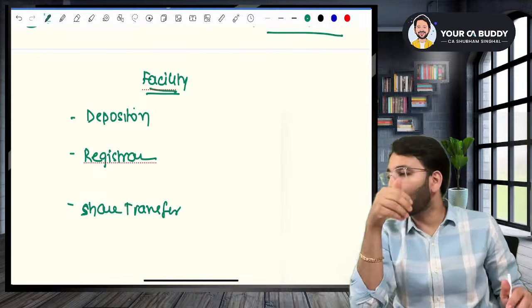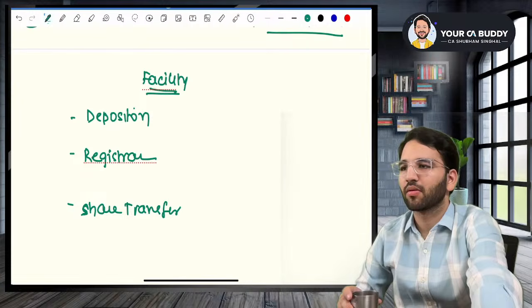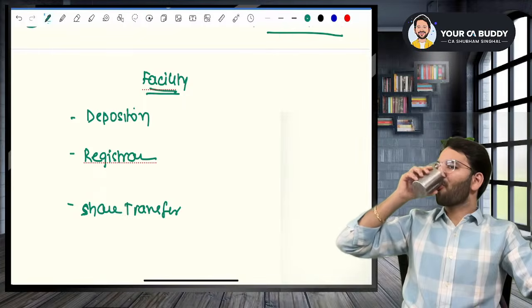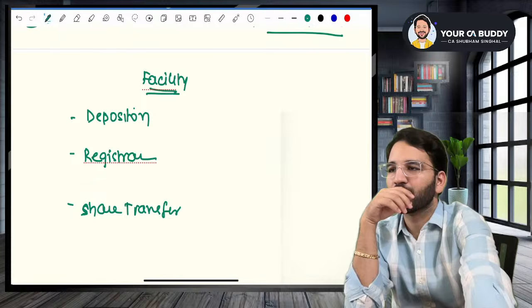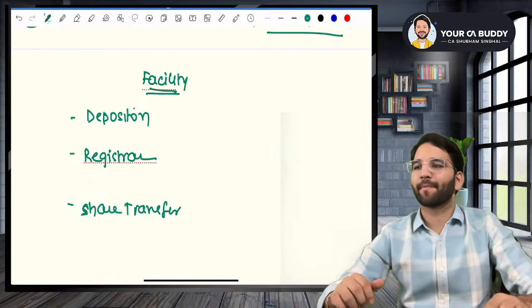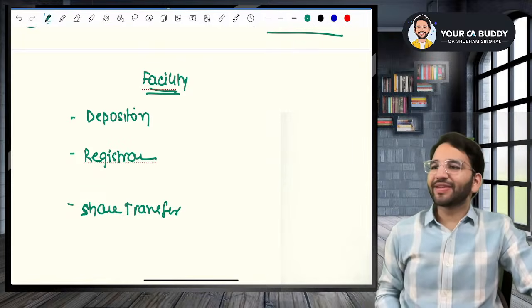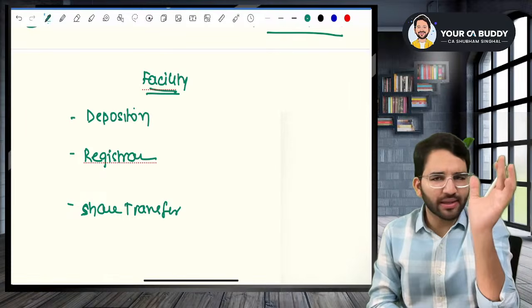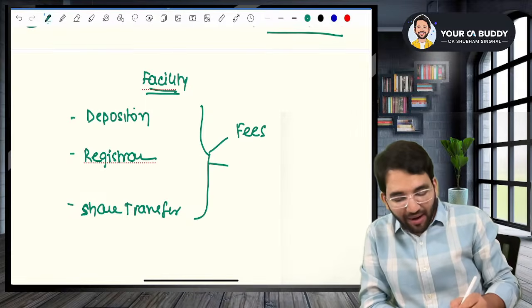Now, after that, why is there so much of lag? Okay, perfect. All right, sir. So he said there are 3 people that you need to take care of. You need to take care of depositories, registrar to issue and share transfer agent. Sir, you will have to give them fees, annual fees, monthly fees. You'll have to give them a deposit.